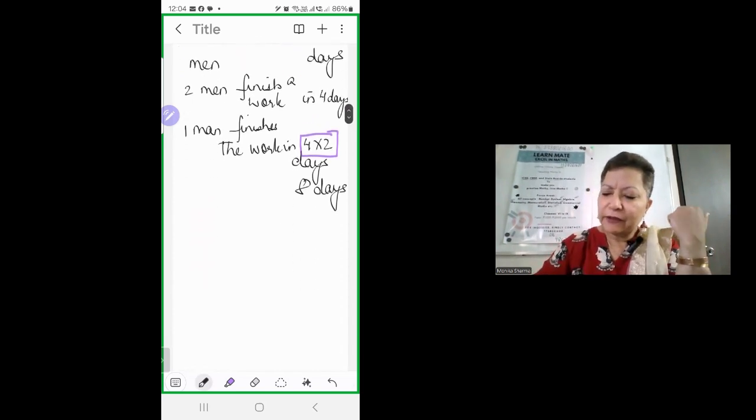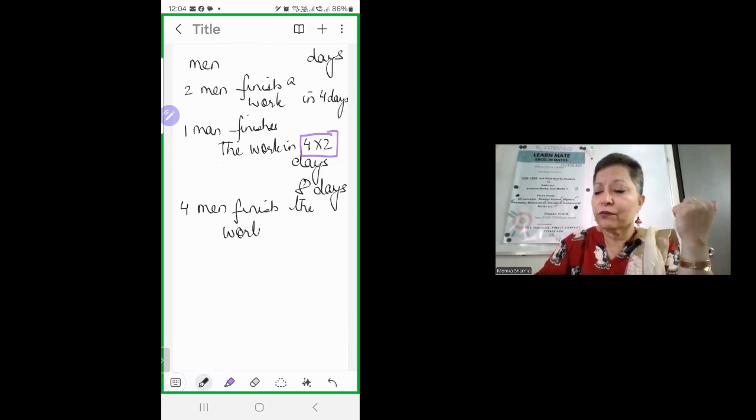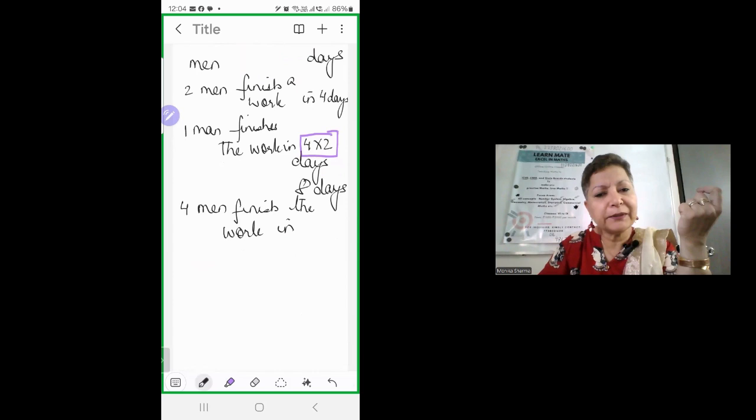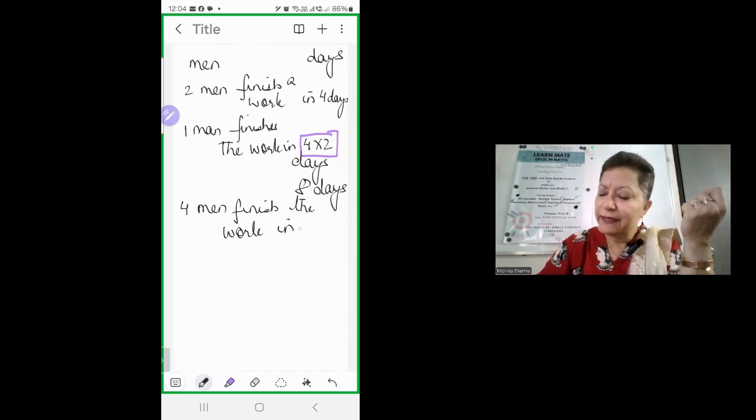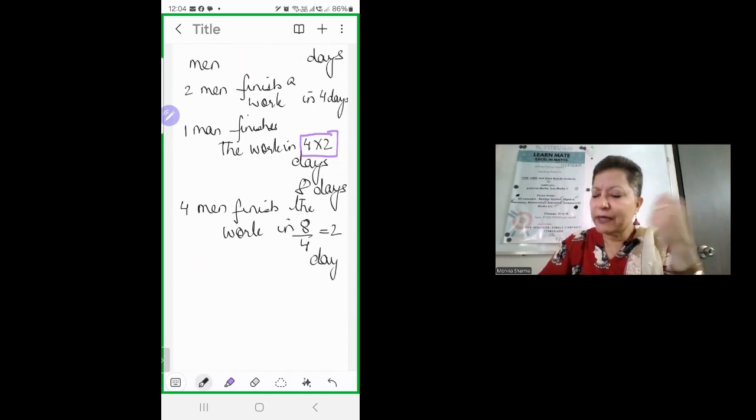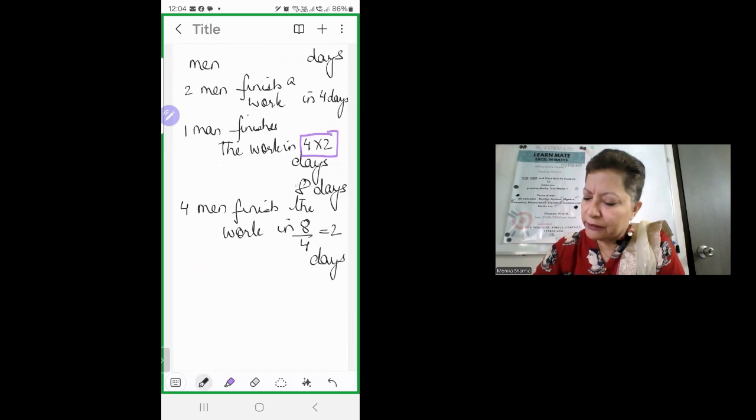So now let's find out for four men. So four men would finish the work in now... For finding out for multiple people, I will have to divide. And so it's going to be 8 divided by 4, which is 2 days. Please keep in mind that whatever is the quantity on the right has to be divided by the quantity on the left. Is that okay?